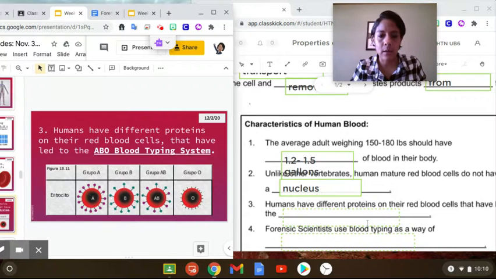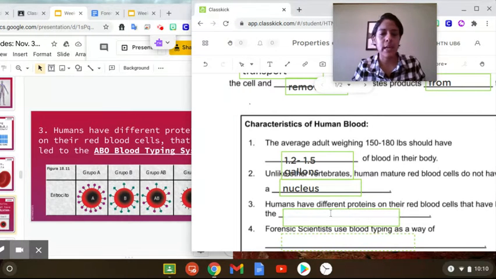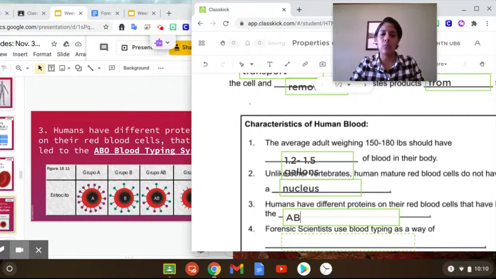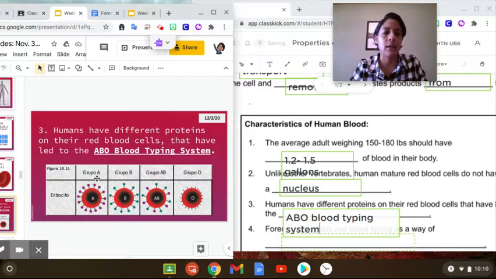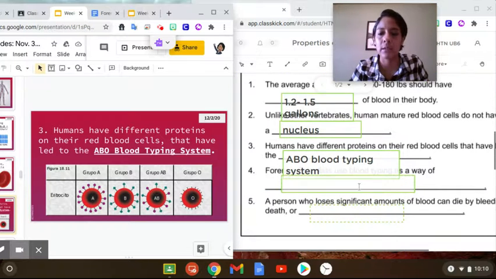Next, each person has a different blood type, and what we have for humans is the ABO blood typing system. And you can see here in this visual, we have group A, which has A antigen on the surface of its cells, group B, which has these B proteins on the surfaces of its cells. AB has both A and B proteins, and O blood type has no proteins, no functional proteins on the outside of its cell.